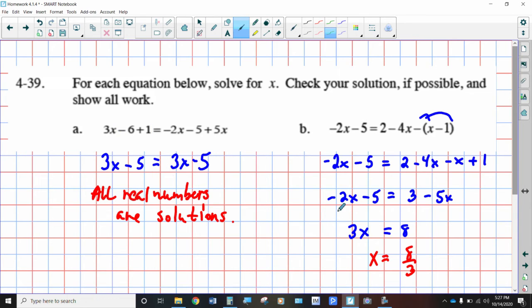If you had chosen to add 2x's to each side, could have. There's nothing wrong with that. But then you would have taken away 3 from each side, which would have resulted in negative 8 being equal to negative 3x.